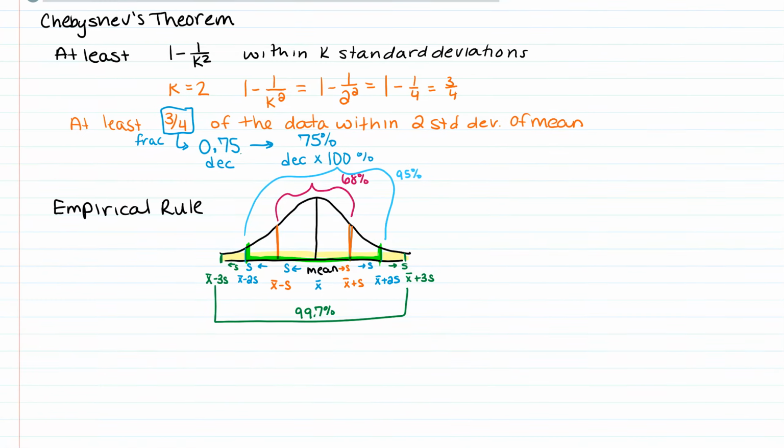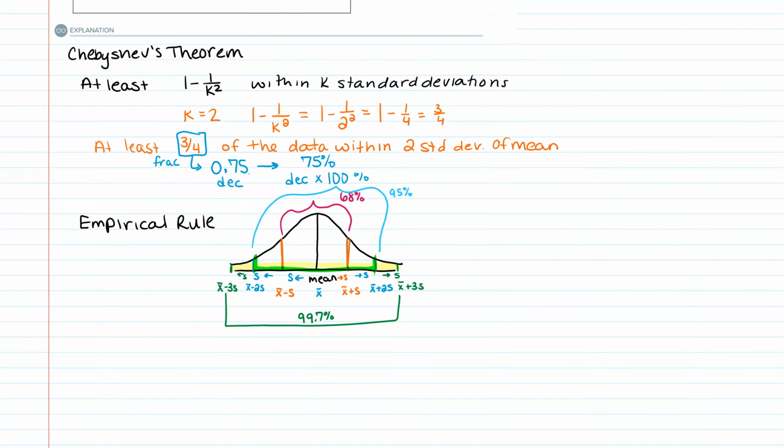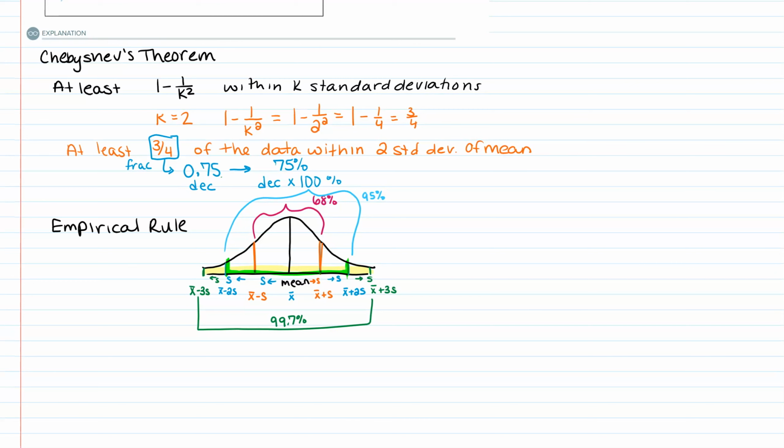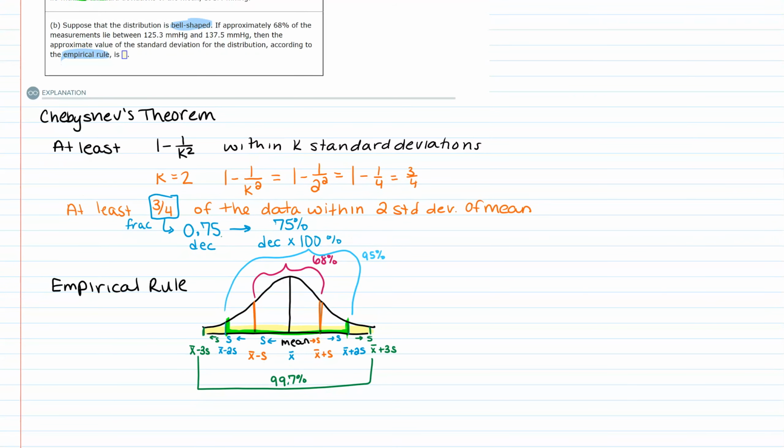So now this problem is a little bit backwards, because most of the time the empirical problem will be like, hey, what percent lies between these two values? This guy says, hey, it's bell-shaped, and I know 68% lie between 125.3 and 137.5. So what we want to do is find that standard deviation. So let's draw the picture again, but we're going to use numbers here.